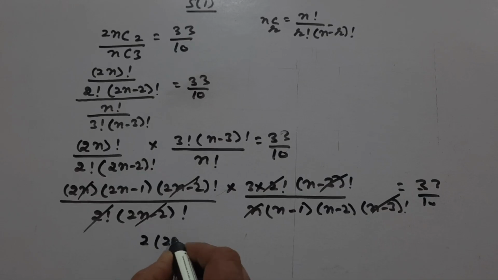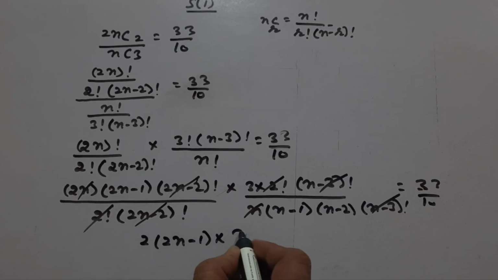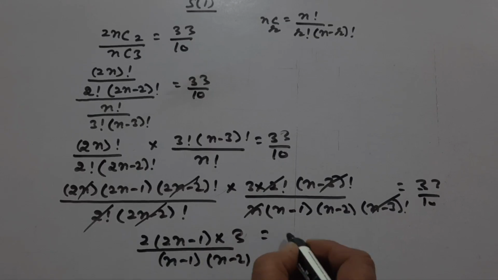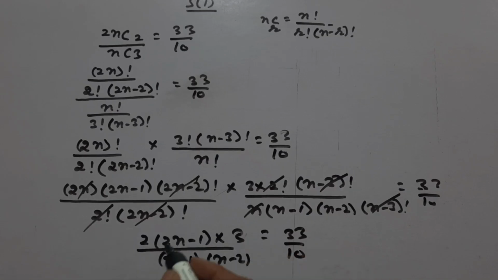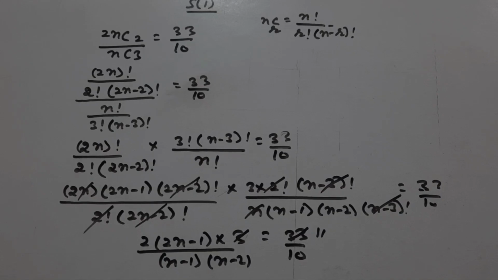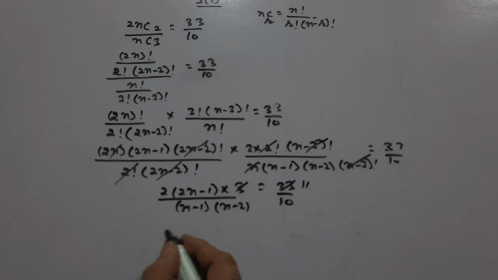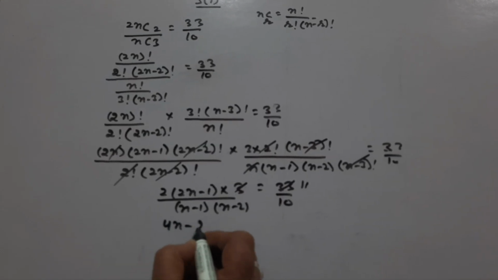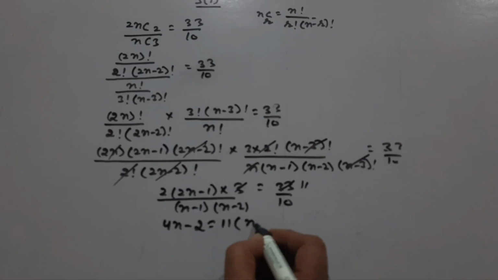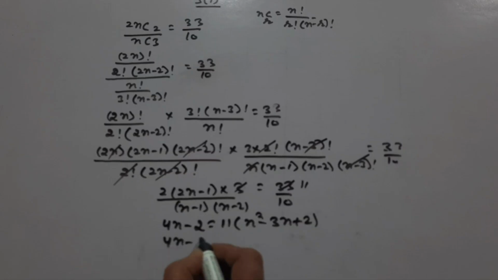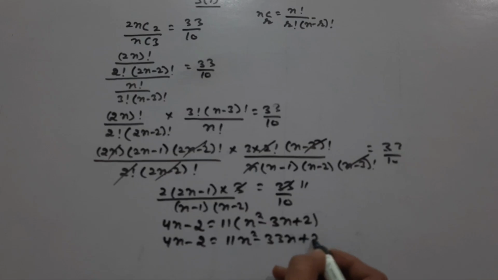So we are left with 2 into (2n minus 1) into 3 upon (n minus 1) into (n minus 2) equal to 33 upon 10. Now cancel 33 by 3, we get 11 over here. Now solving it further, we get 4n minus 2 equals 11 times (n square minus 3n plus 2). So we get 4n minus 2 equal to 11n square minus 33n plus 22.